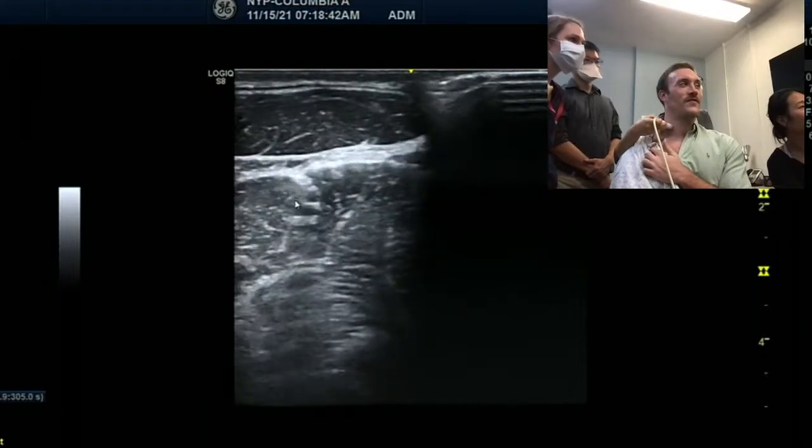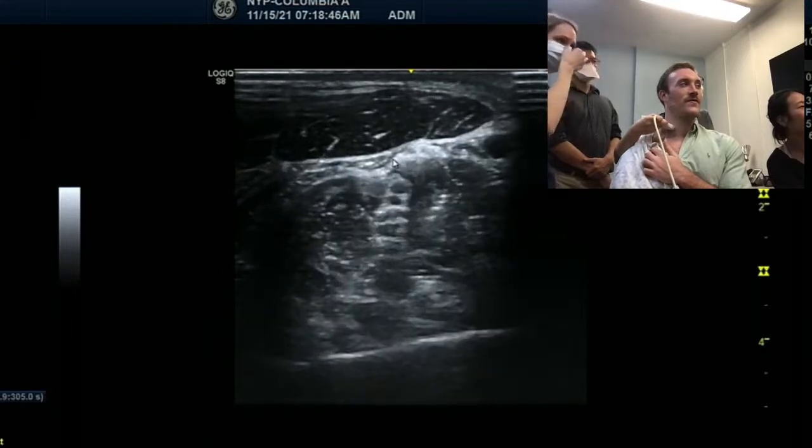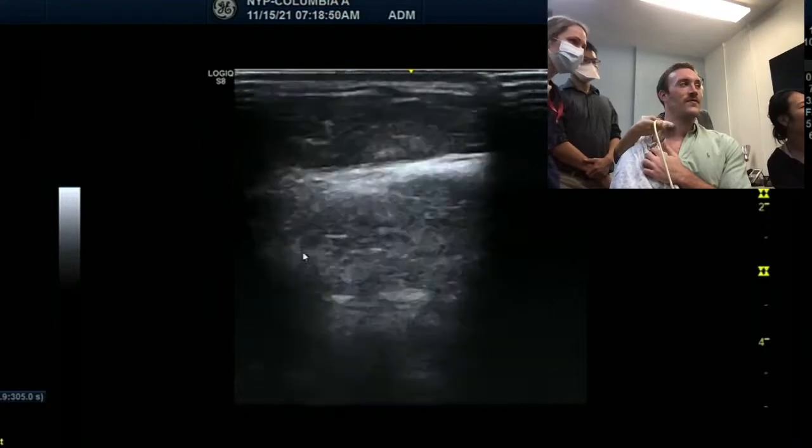So SCM is at the top, right here. And then we're between the anterior and middle scalenes. So more medial should be our anterior scalene, more lateral should be our middle scalene.